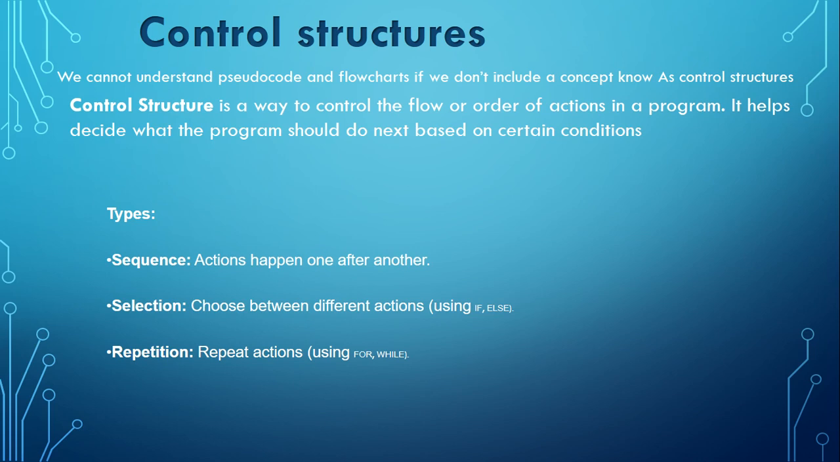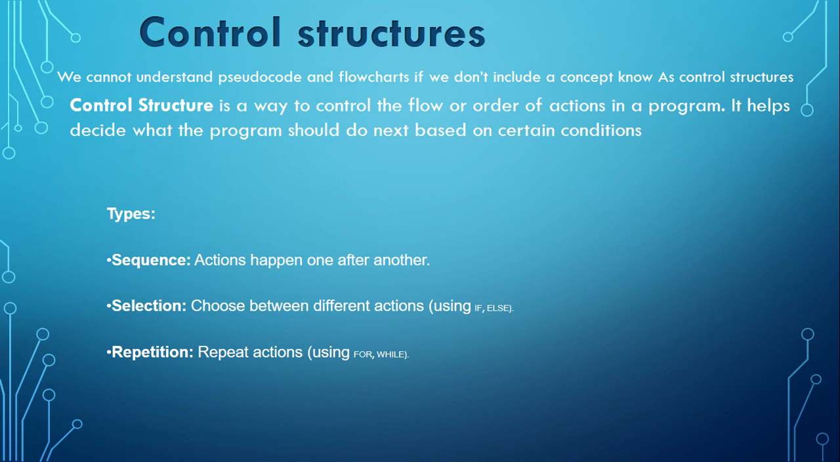So we cannot understand pseudocode and flowcharts if you don't include the concept known as control structures. A control structure is a way to control the flow or order of actions in a program. It helps decide what the program should do next based on certain conditions. So we have types of control structures. Number 1, we have sequence, selection and repetition. Repetition is also called iteration or looping.